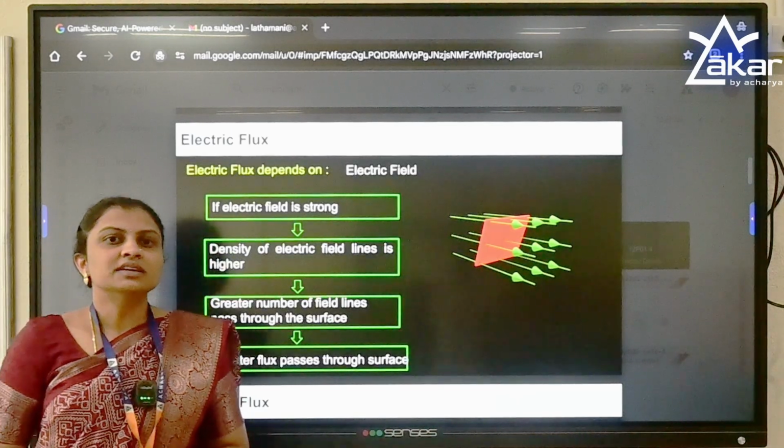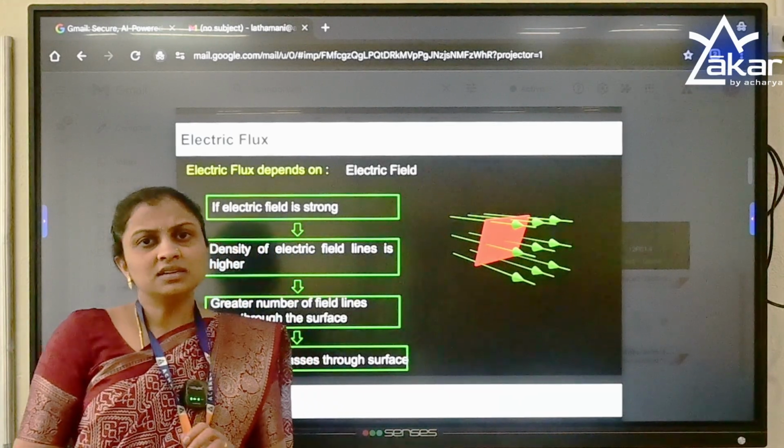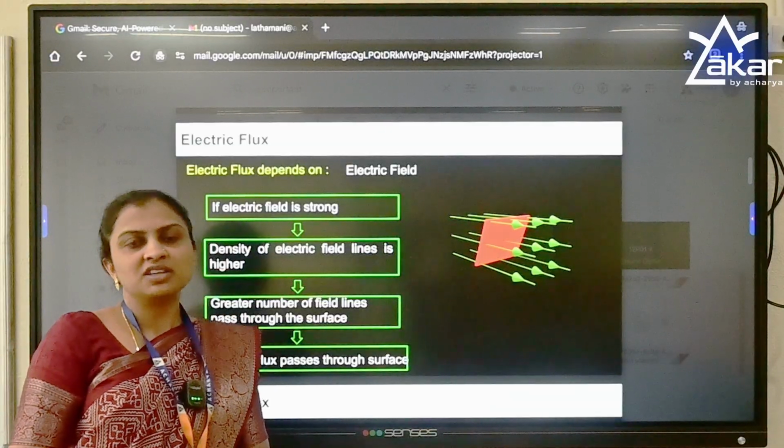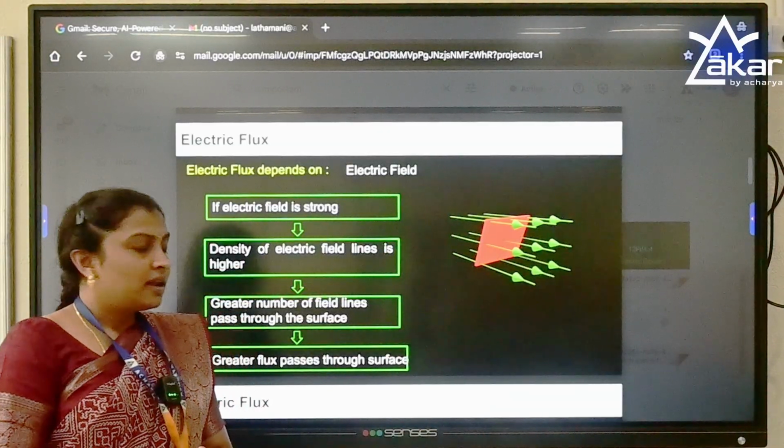Hello everyone. The next topic is electric flux. What is the definition of electric flux? The number of field lines passing through any imaginary surface is called electric flux.